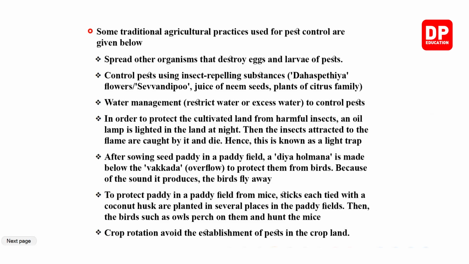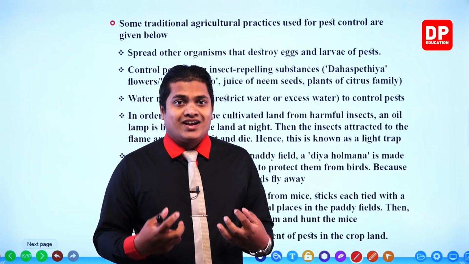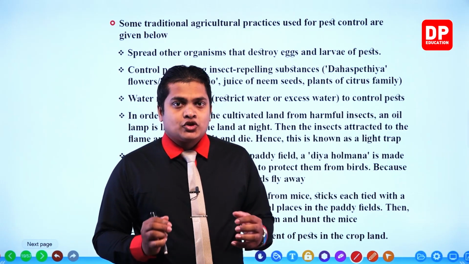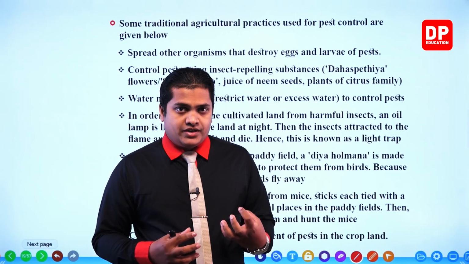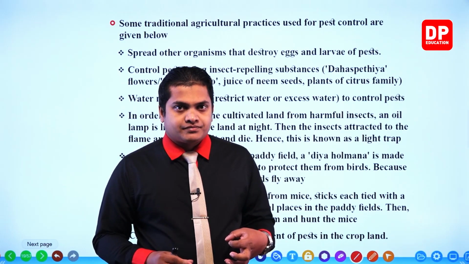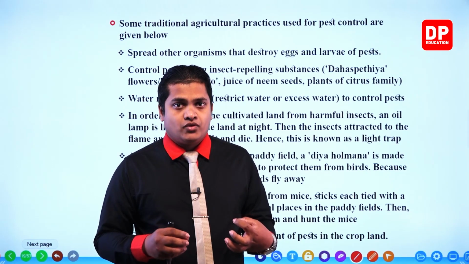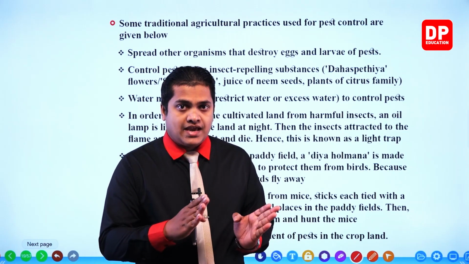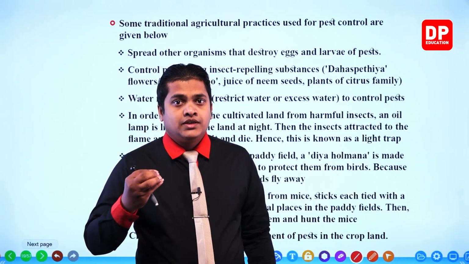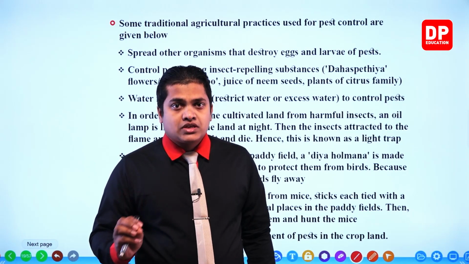Now we are going to focus on, my dear children, the traditional agricultural practices that we can use to manage our agricultural lands. The first one: spread other organisms that destroy eggs and larvae of pests. You know that different kinds of pests are generated, mainly insects. Insects are generated from larvae and also from eggs. So here we can spread other kinds of organisms that will not harm the product or the agricultural land, but will feed on those insects.